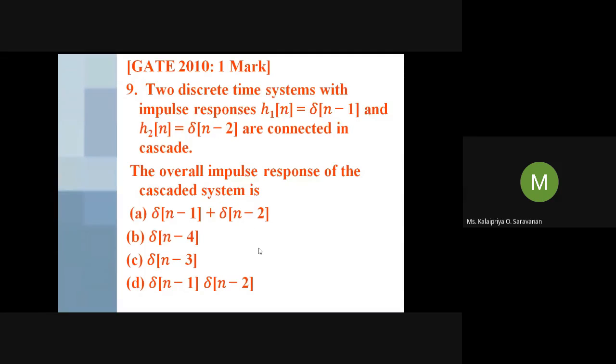Next, we have two discrete systems with the impulse response h1 of n is equal to del of n minus 1 and h2 of n is equal to del of n minus 2. These two systems are connected in cascade. They are asking you to find out the overall impulse response of the cascaded system. Given our two systems impulse response, h1 of n, h2 of n, they both are connected in cascade. You'll have to calculate the overall impulse response of this particular cascaded system, and the options given are.